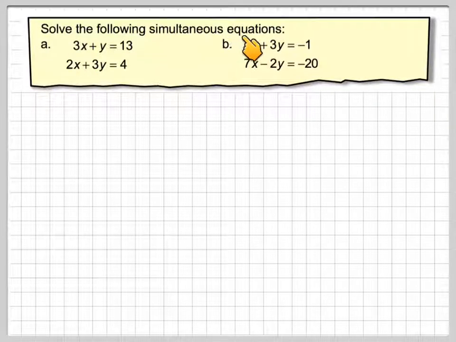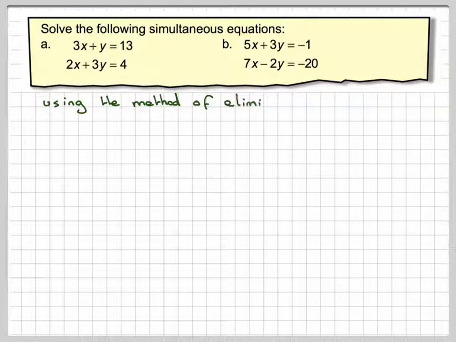Solve the following simultaneous equations. So we've got 3x plus y is equal to 13 and 2x plus 3y is equal to 4, and then we've got a b here, 5x plus 3y is equal to minus 1, 7x minus 2y is equal to minus 20. Now there are several ways of solving simultaneous equations, but in this one we're going to look at the method of elimination.